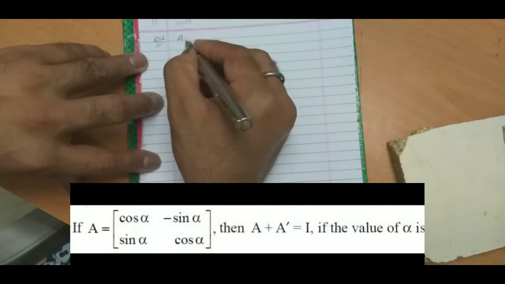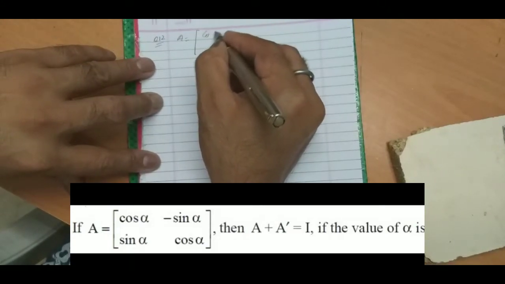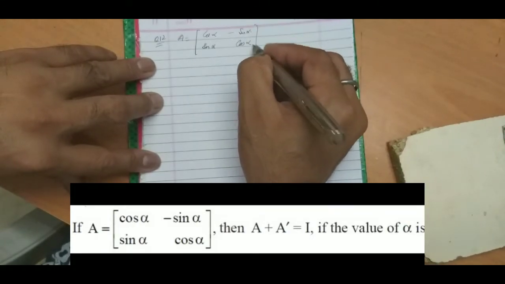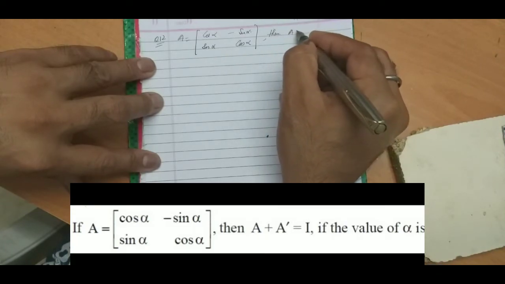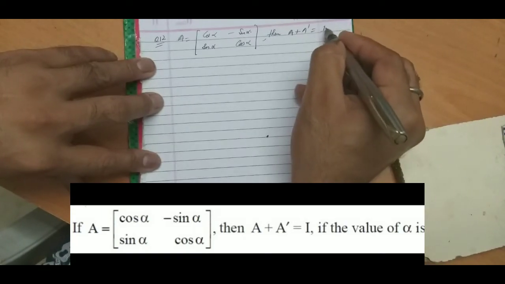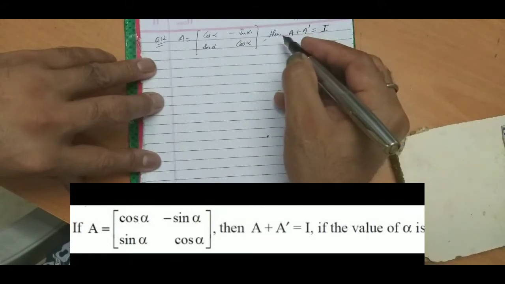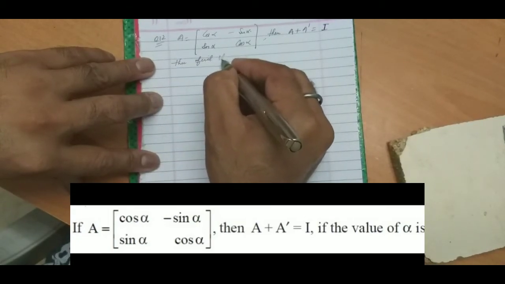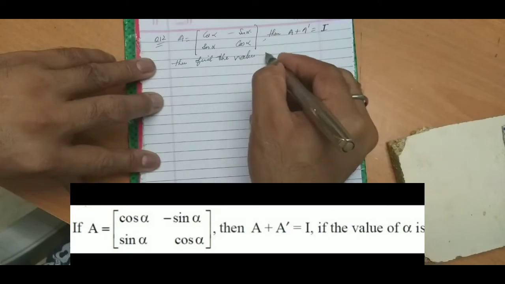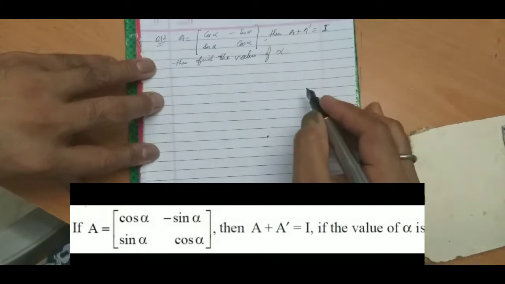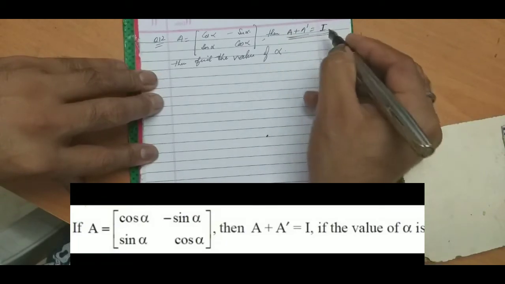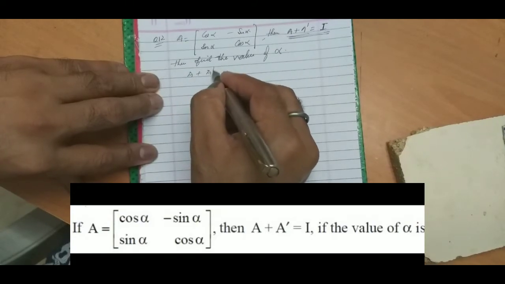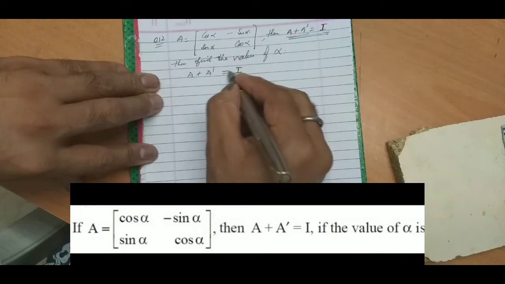We have matrix A equal to cos alpha sin alpha, minus sin alpha cos alpha. Then we are asked, A plus A dash is equal to the identity matrix. It is given. Then find the value of angle alpha. So we will start with this matrix A plus A dash. A plus A dash is equal to the identity matrix. This we have to take and then move.